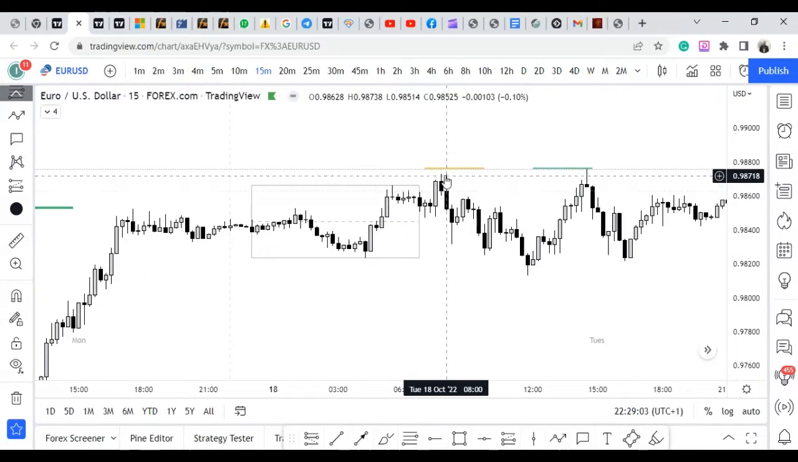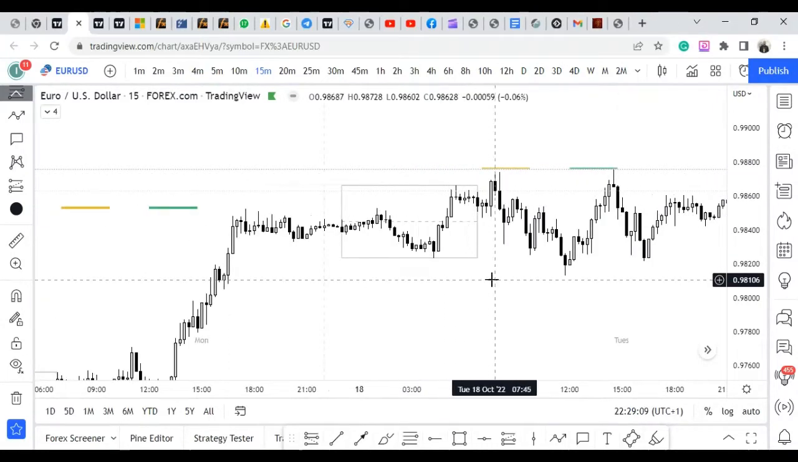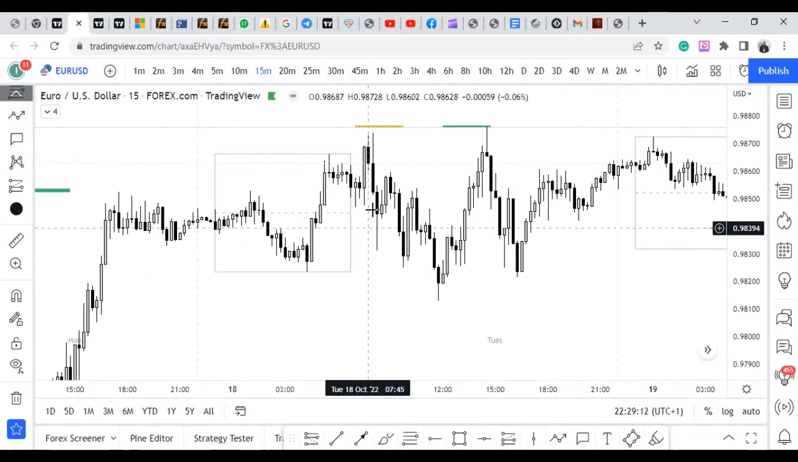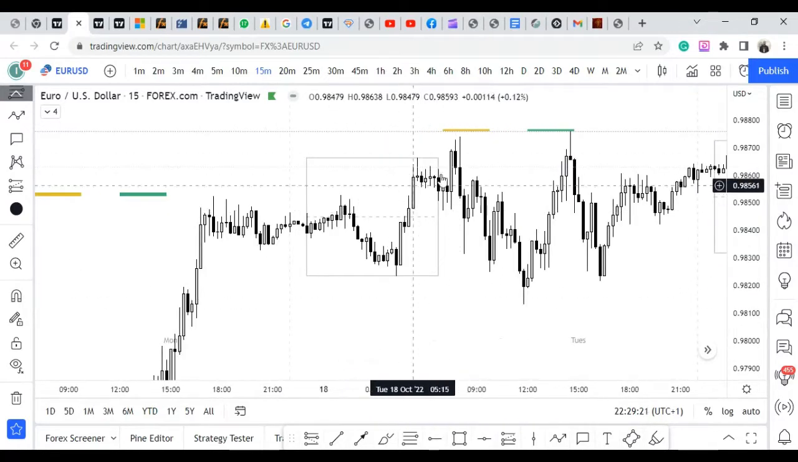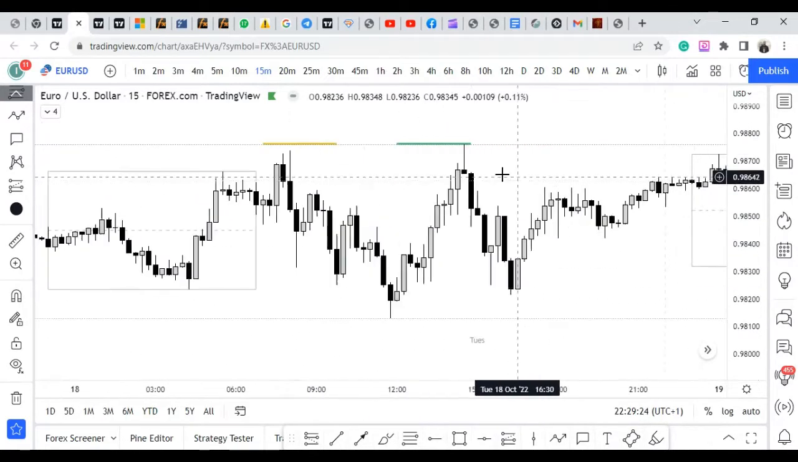You can see this manipulation by this candle. And once we have this manipulation, what are we waiting for? We are actually waiting for price to take this target. First of all, buy side liquidity grab, then we expect the sell side liquidity to be grabbed as well. So another great opportunity of Tuesday trading.